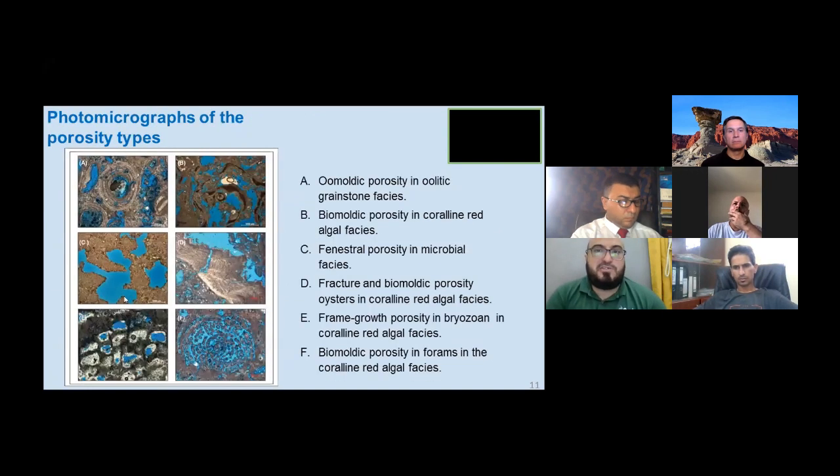In this picture, you see different types of secondary porosity: A, B, C, D, E, F. Oomoldic porosity, biomoldic porosity, fenestral porosity, fracture porosity, framework growth porosity, and biomoldic porosity in forams in the coralline red algal facies.